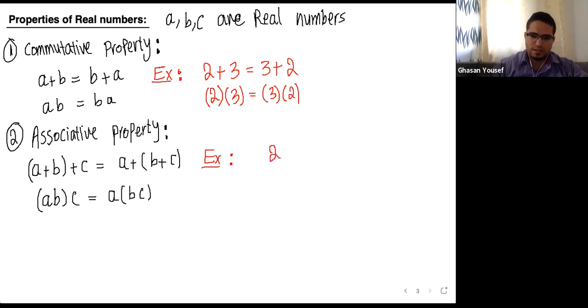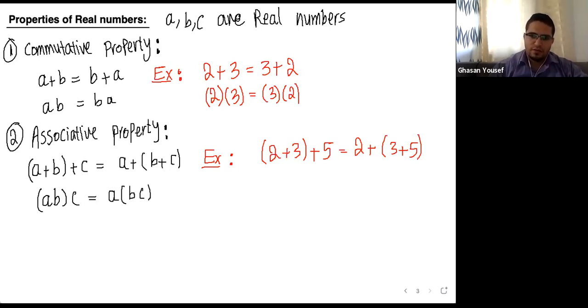So 2 plus 3, in parentheses, plus 5 is exactly the same as 2 plus, in parentheses, 3 plus 5. 2 plus 3 gives me 5. 5 plus 5 gives me 10. So on this side, it gives 10. But here in the parentheses, 3 plus 5 gives me 8. And 8 added to the 2, 8 plus 2 is 10. So on this side it gives 10, and on the other side it gives 10.